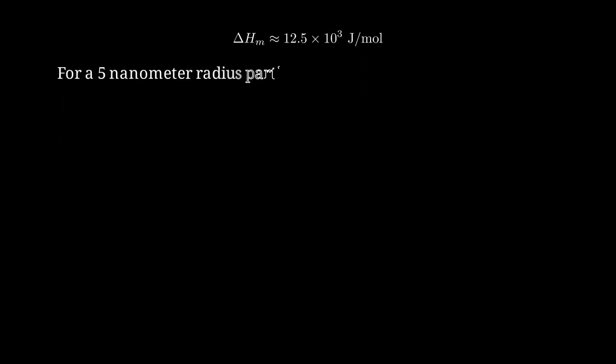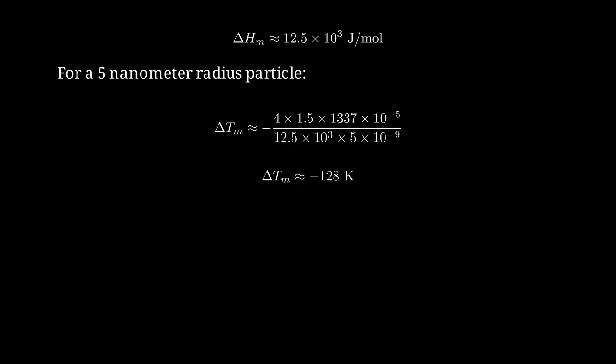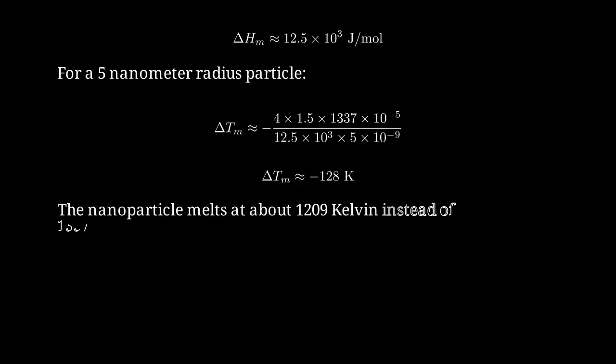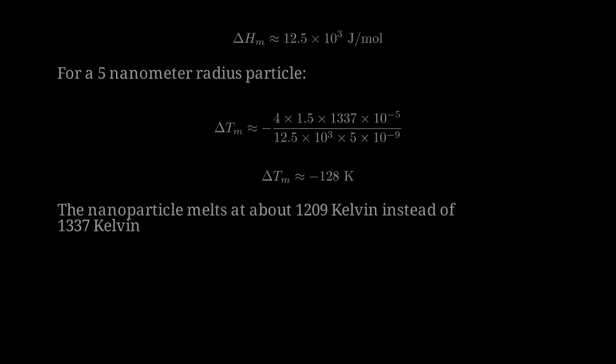Let's calculate the melting point for our 5 nanometer radius particle. Plugging in the numbers, we get negative 4 times 1.5 times 1337 times 10 to the negative 5, divided by 12.5 times 10 cubed times 5 times 10 to the negative 9. This gives us approximately negative 128 Kelvin depression. So our gold nanoparticle melts around 1209 Kelvin, which is 128 degrees lower than bulk gold.